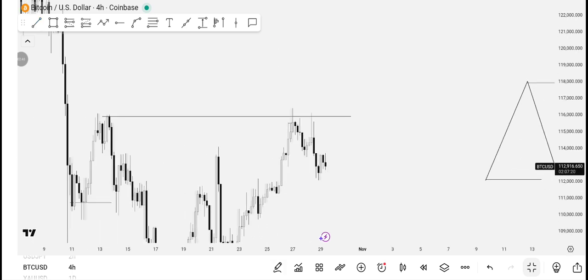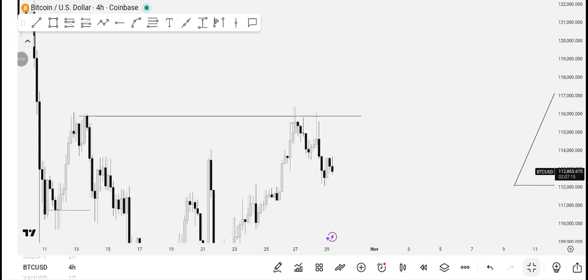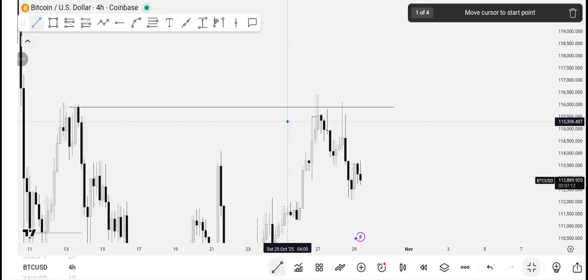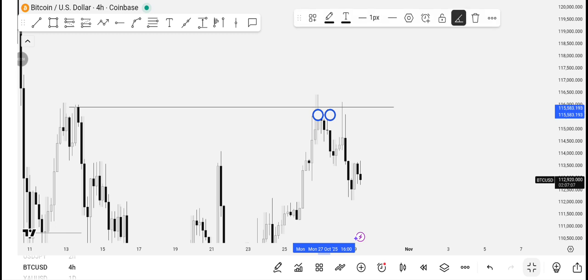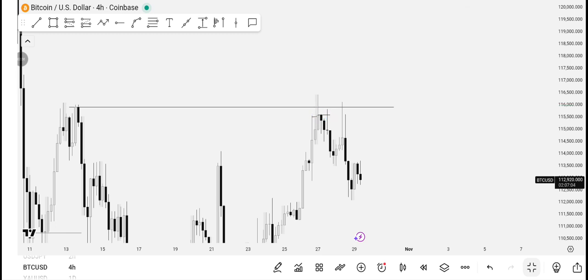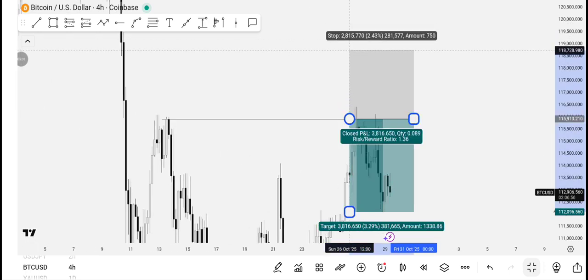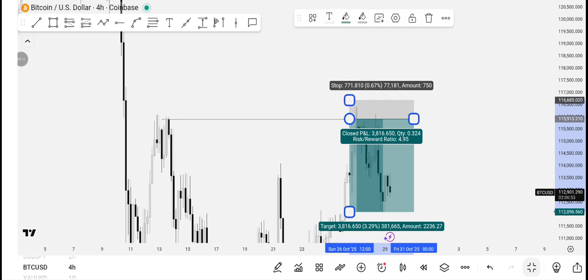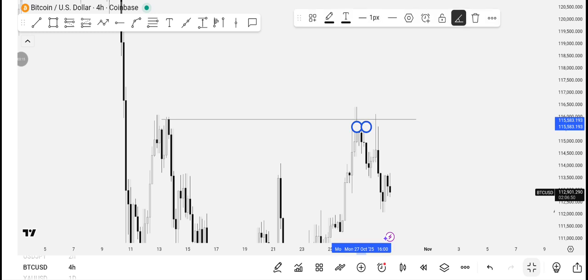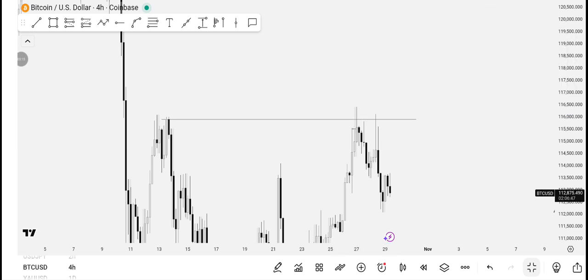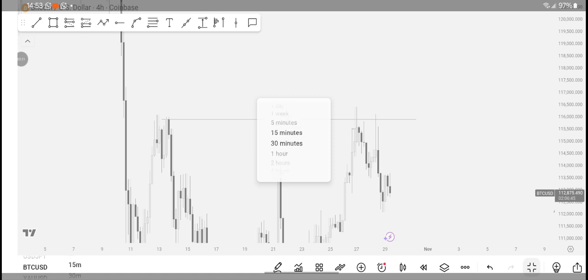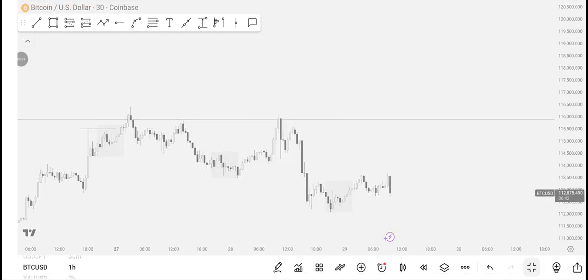You can enter from here, but I waited for confirmation. I want to see my internal structure break, then my point of interest again. So right here, this is a place you can enter from. You can also enter directly from that resistance level, but your stop loss would be a bit bigger. I don't want to have this kind of stop loss, so I would want to wait for my internal structure to give a change of character, which it did at the 1-hour time frame.